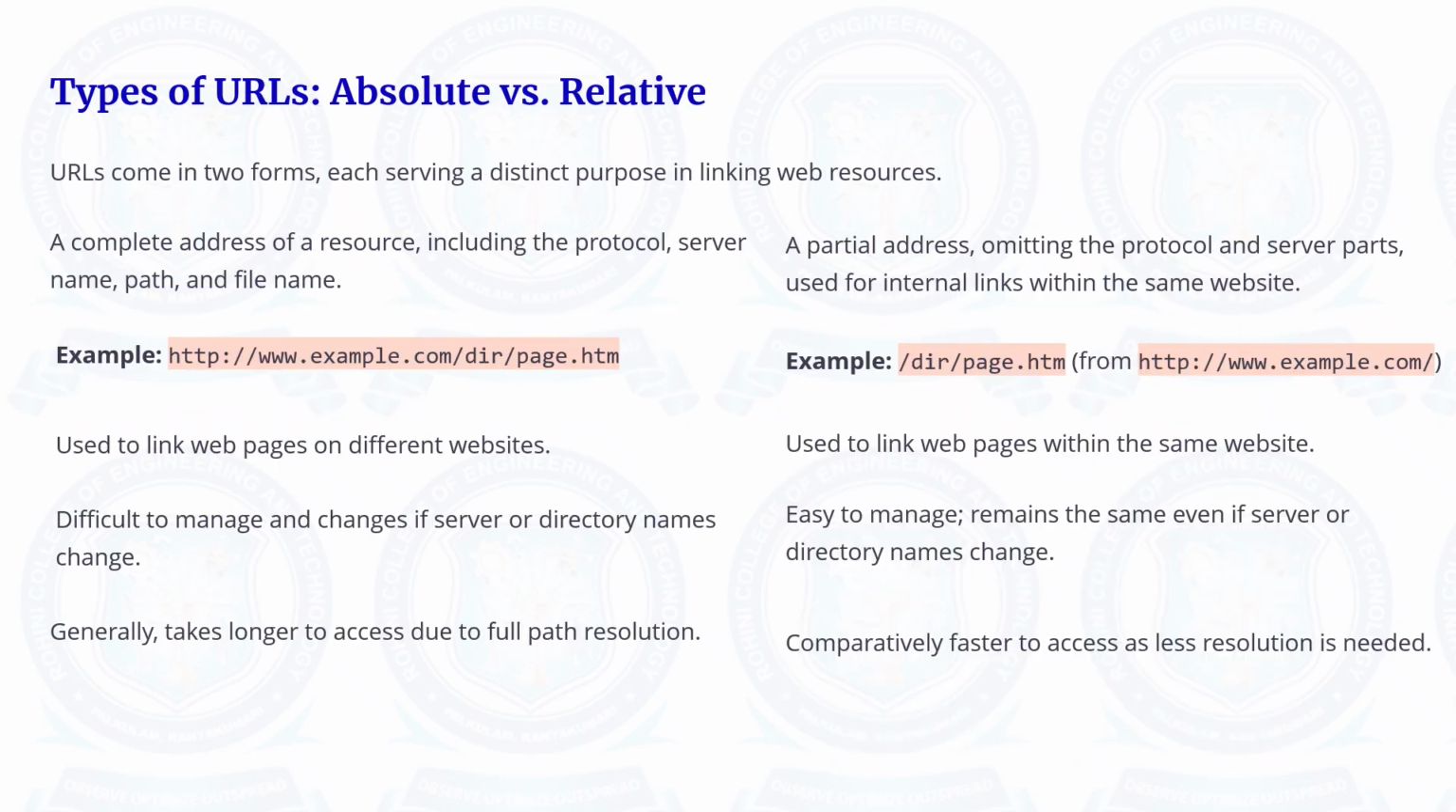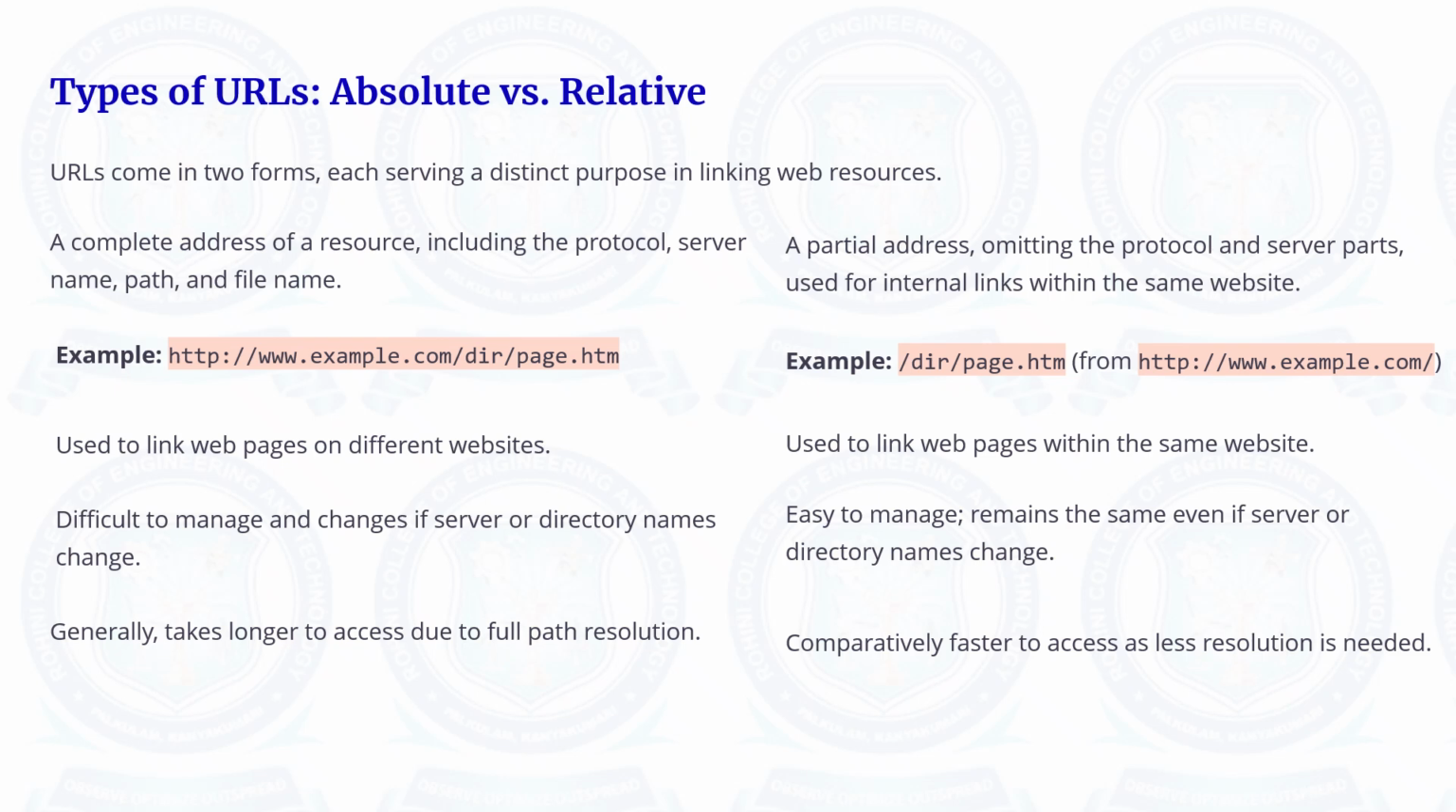Types of URL. We have two types of URLs. The first one is absolute URL and the second is relative URL. A complete address of the resource, including the protocol, server name, path, and file name, is called an absolute URL. Here is the example for the absolute URL. A relative URL is a partial address omitting the protocol and server path, used for internal links within the same website. Here is the example for the relative URL.